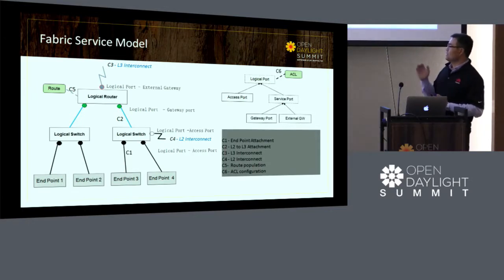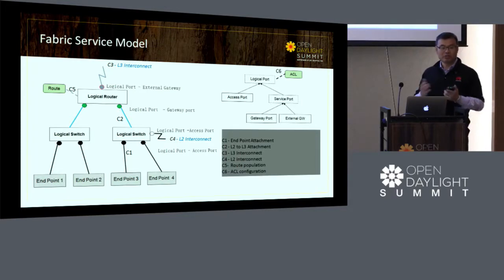So from the bottom, the endpoint really represents the machines you need to connect. Like a server, in reality, it could be a server, it could be a VM, it could be a Docker container instance. Then usually it's connected by a layer 2 construct, which we call the logical switch. A logical switch is just like a physical switch. It does layer 2 forwarding.